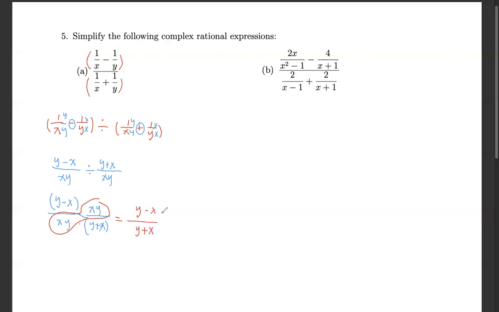Since we only have 1 factor in the numerator and 1 factor in the denominator, we don't really need to put the parentheses around. But if you still want to put the parentheses around, that's fine. But this cannot be simplified further, okay? Don't make the mistake of simplifying y over y becomes 1, x over x becomes 1. No, because this is a binomial. It's y minus x. It's not in factored form. It's not multiplication.